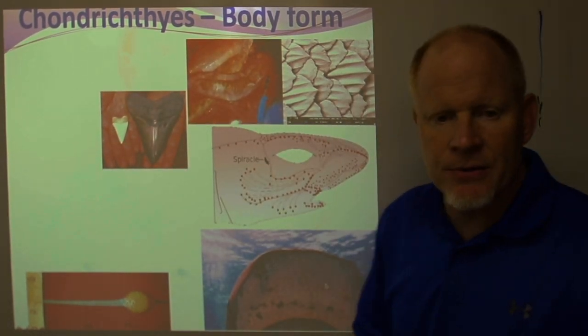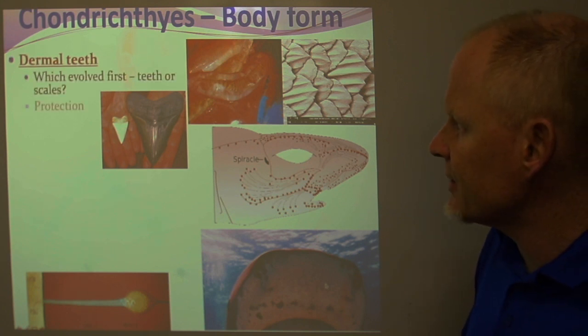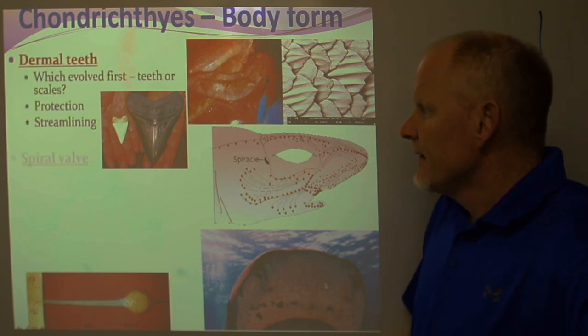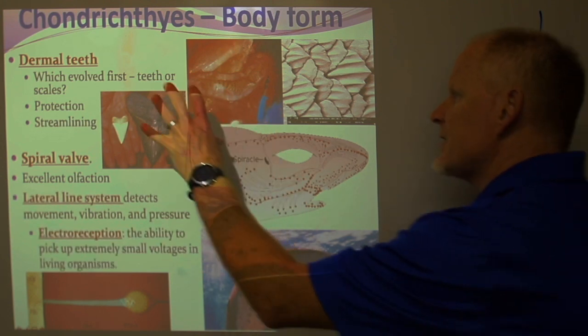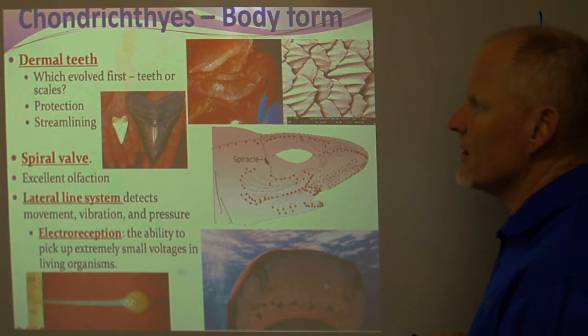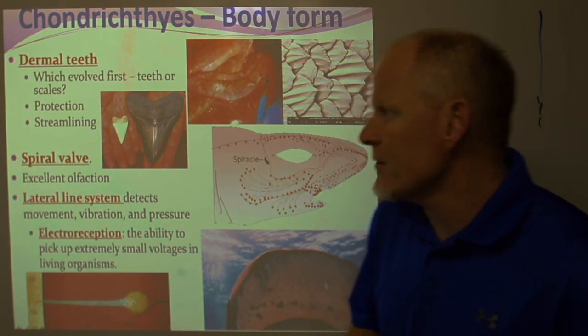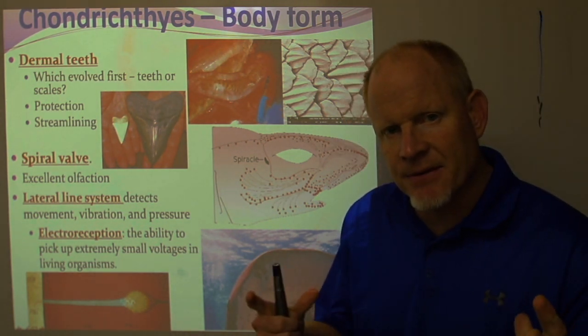Okay, some other characteristics. Let's put the rest of the characteristics up here for chondrichthyans. So, as I mentioned, dermal teeth and serial tooth replacements. So this was evolved first in these types of chondrichthyan fish.